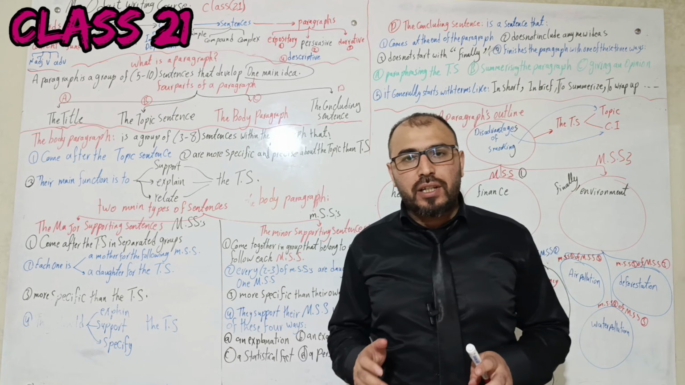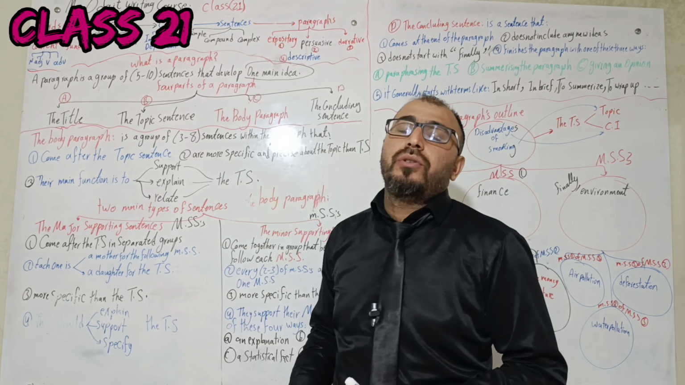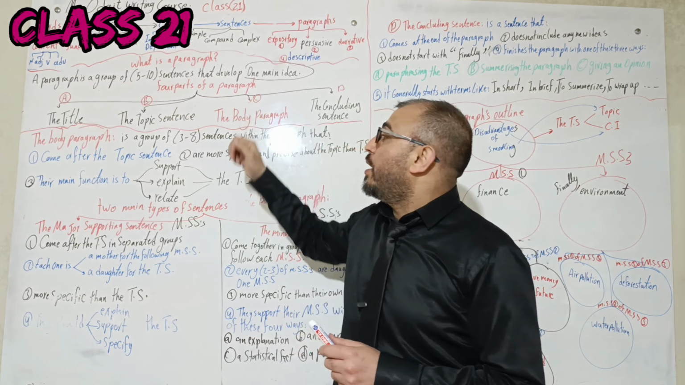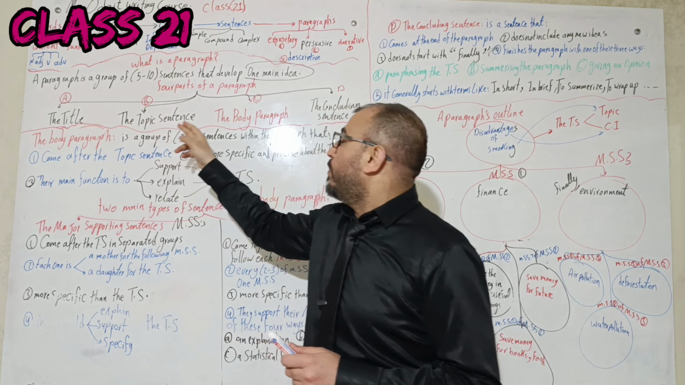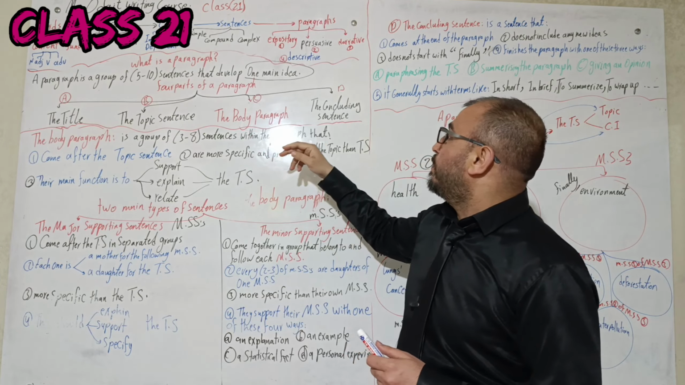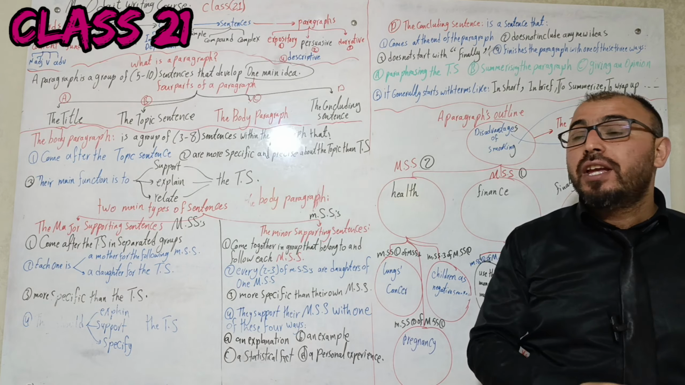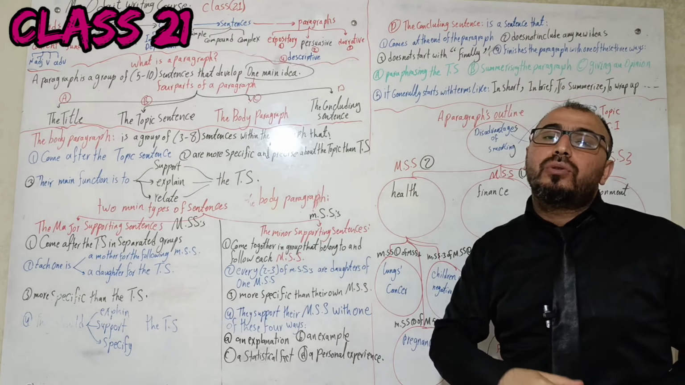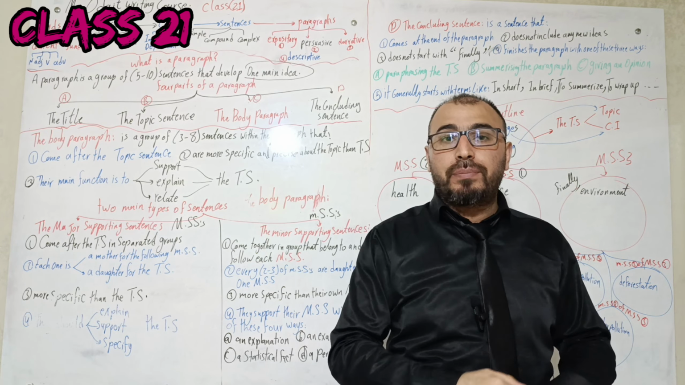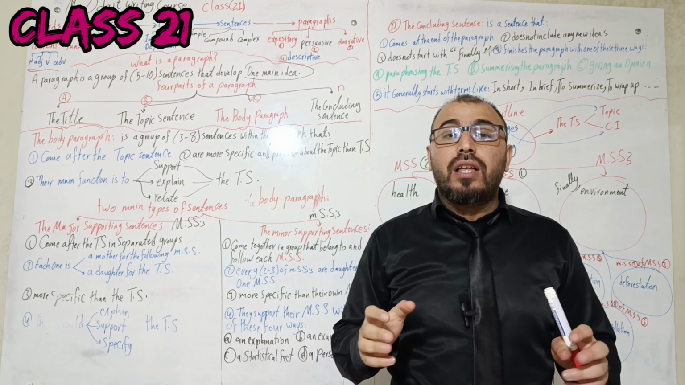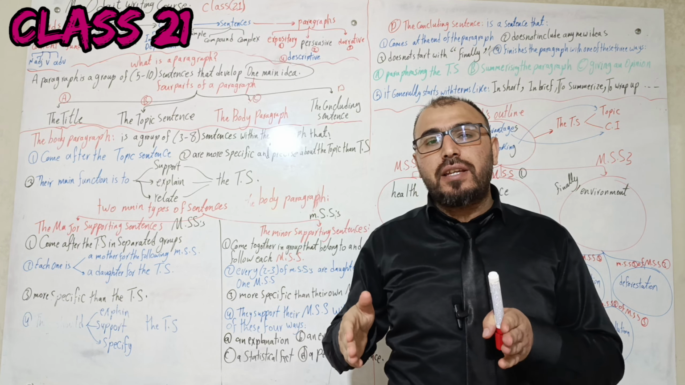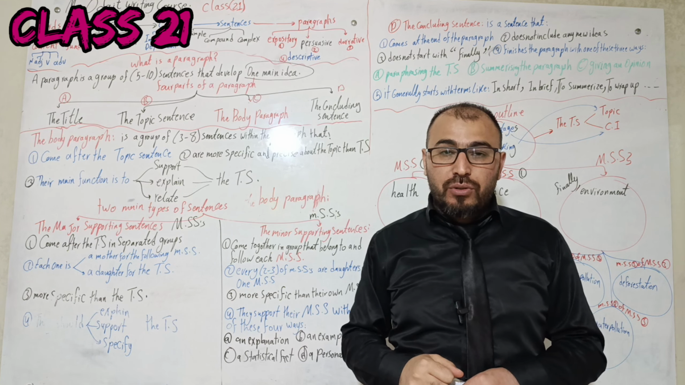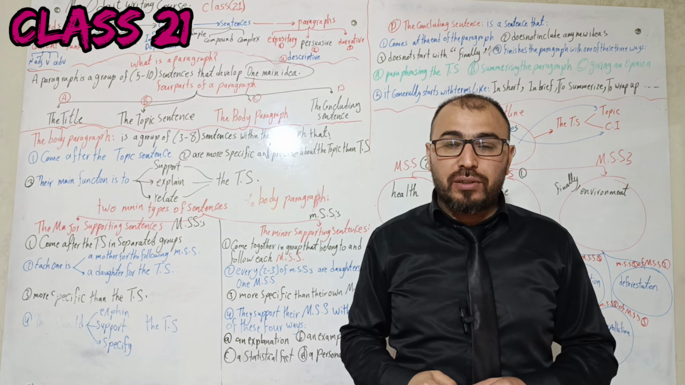Hello my friends and welcome to the 21st class in our course, in which we are going to use what we have learned about the four parts of the paragraph: the title, the topic sentence, the body paragraph, and the concluding sentence, in addition to what we have learned about a paragraph's outline, in order to write a full paragraph in this class. Generally, my friends, this class is considered to be the first practical class in this course and the end of the theoretical one.